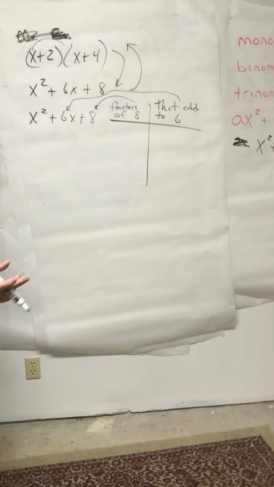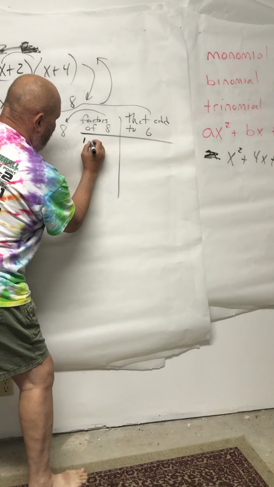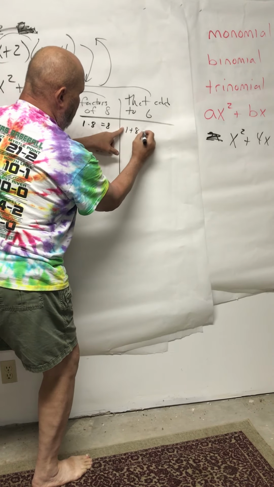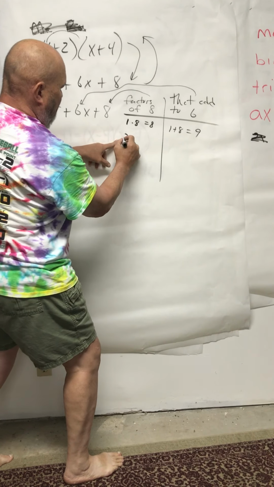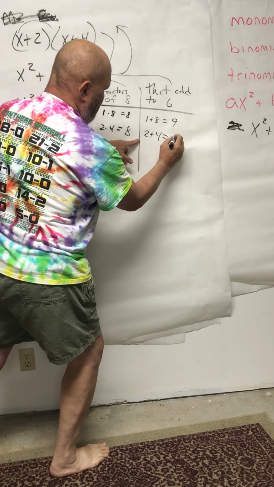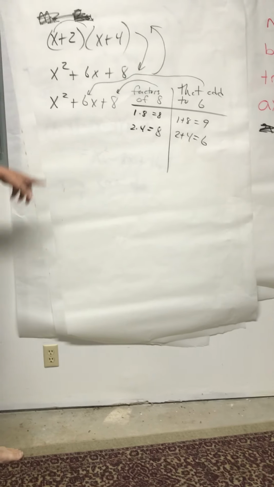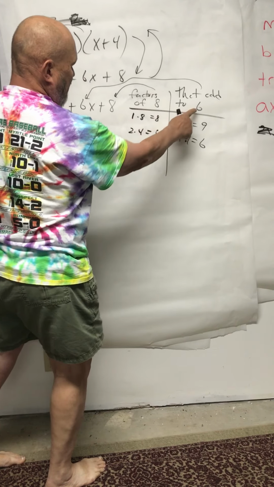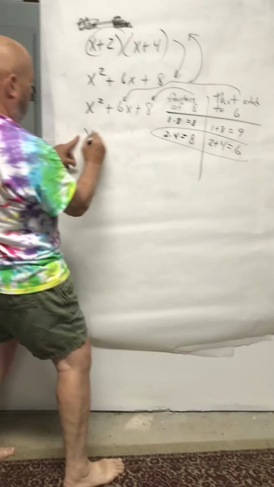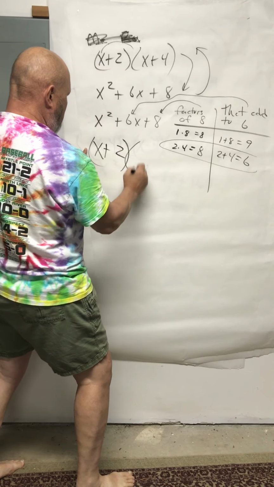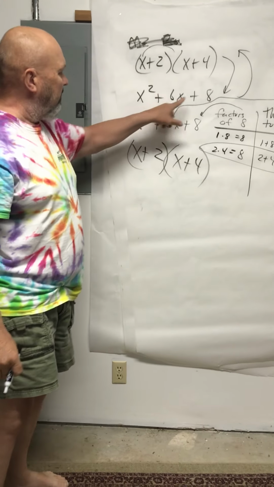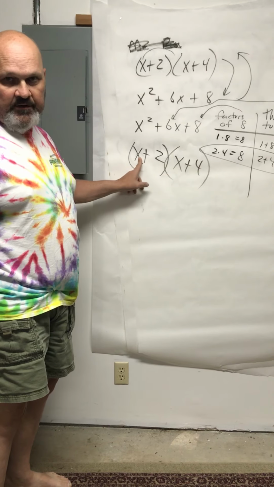So what are factors of 8? Well, 1 times 8 equals 8. 1 plus 8 equals 9. 2 times 4 equals 8. 2 plus 4 equals 6. I want factors of 8 that add to 6. So this is the one I want, 2 times 4. So the answer is just going to be x plus 2 times x plus 4. If it's a plus here and a plus here, these are always pluses here.